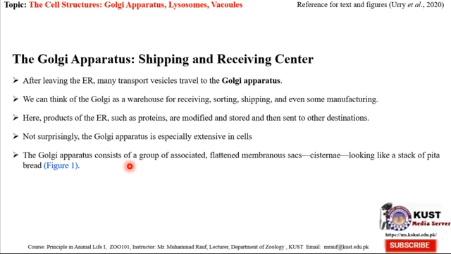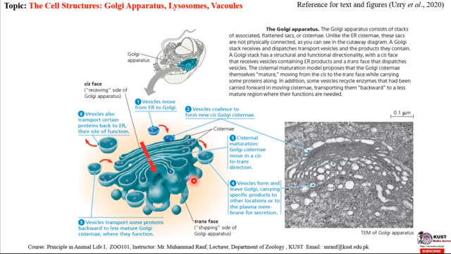The Golgi apparatus consists of a group of associated flattened membranous sacs called cisternae, looking like a stack of pita bread. Pita bread is usually referred to as roti, and just like plates which are stacked one upon each other, similarly, these membranous sacs of the Golgi apparatus are also stacked one upon each other. Here you can see these membranous sacs stacked one upon each other.